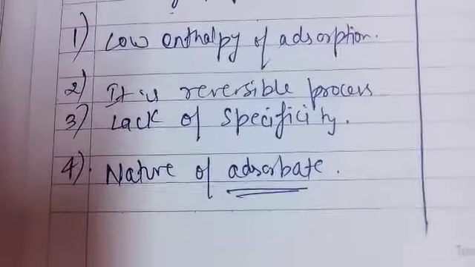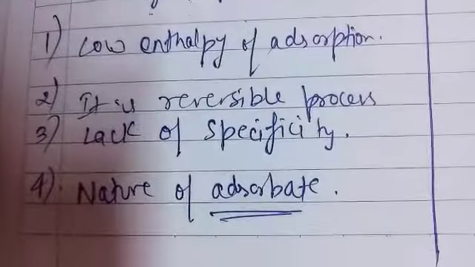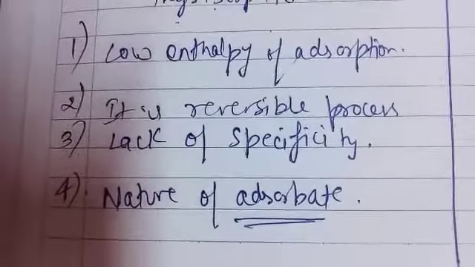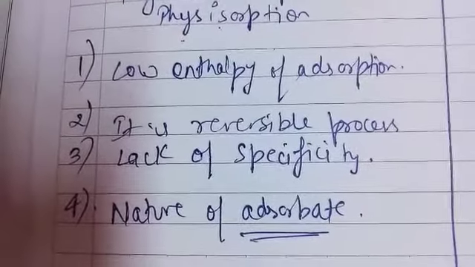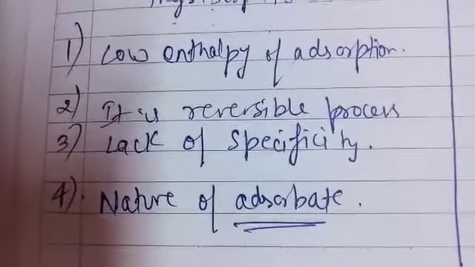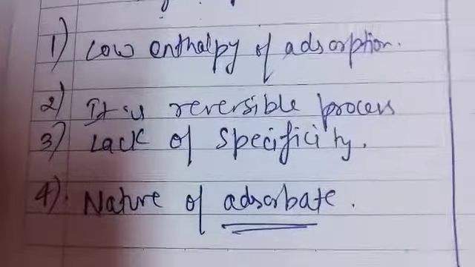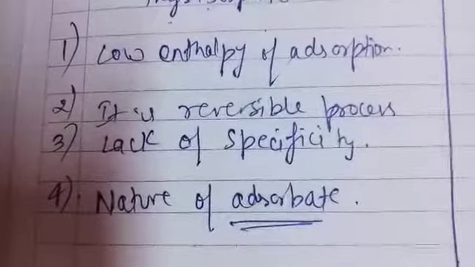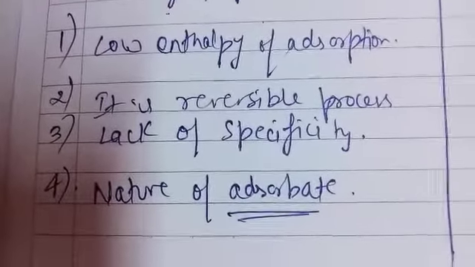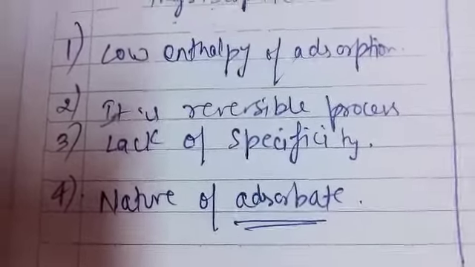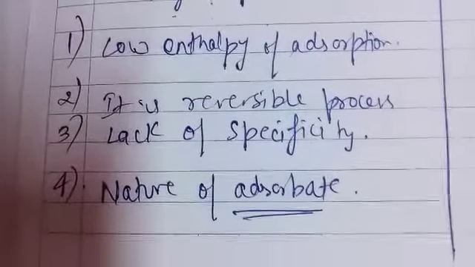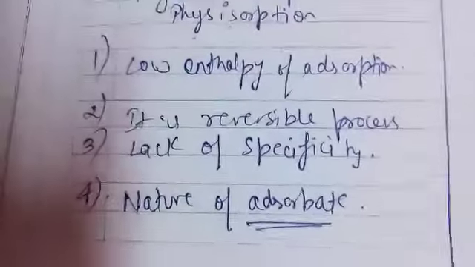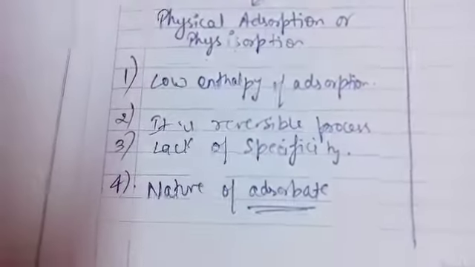For example, 1 gram of activated charcoal adsorbs more SO2, sulfur dioxide, than methane. Why? Because the critical temperature of SO2 is 630 Kelvin and in case of methane it is 190 Kelvin. So the higher one is SO2, so it gets adsorbed more easily as compared to methane. So this one is regarding physical adsorption.